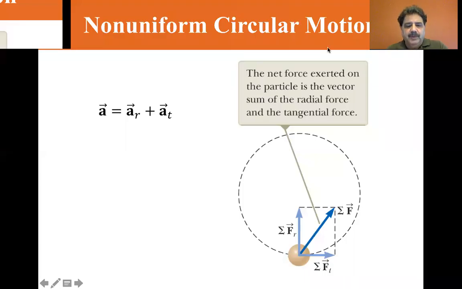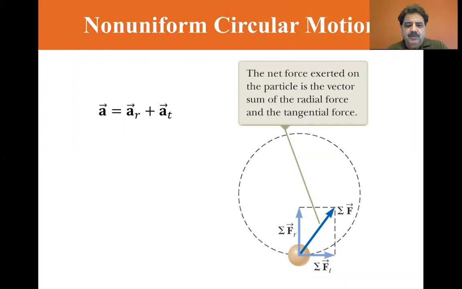Okay, we're continuing with section 6.2, non-uniform circular motion. So let's look at the figure. When a particle moves with varying speed in a circular path, its acceleration has radial and tangential components. Therefore, the force must also have tangential and radial components. So the total acceleration is equal to the radial acceleration plus the tangential acceleration.